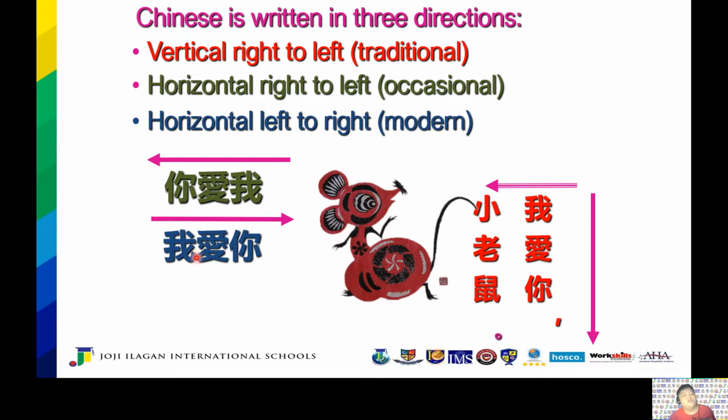But the modern way of writing Chinese characters now is from left to right, just like regular English. But the traditional way of writing Chinese is from right to left, vertical. If you check ancient texts or paintings, they write from right to left. They write the characters from up to down, right to left. That's how it is. Okay?